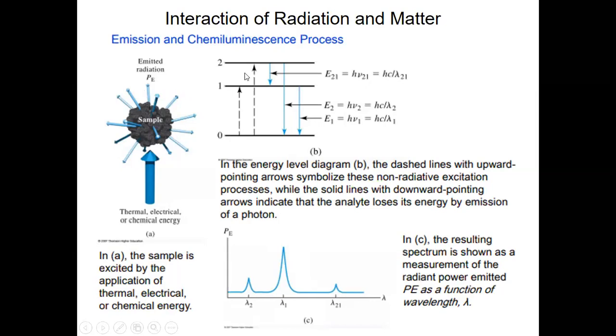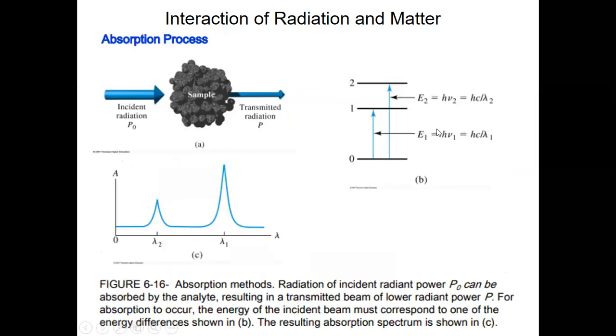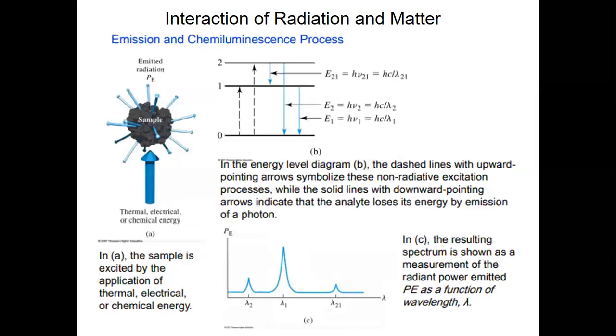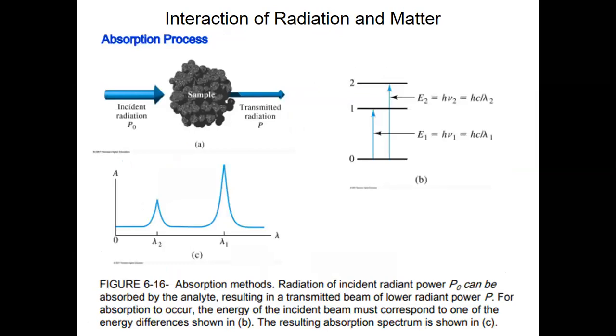So this one is an example of the emission or the chemiluminescence process. And absorption also can happen. Emission or chemiluminescence will be used in atomic emission spectroscopy and some other emission spectroscopic techniques. And absorption is used in UV absorption and other types of absorption techniques.